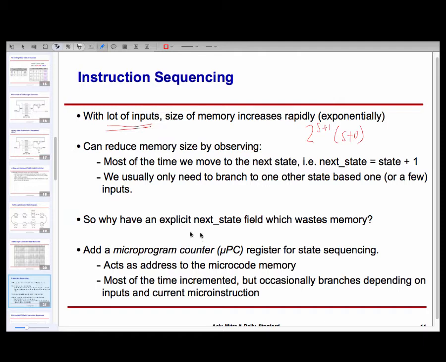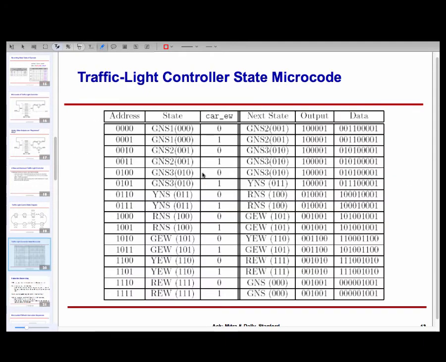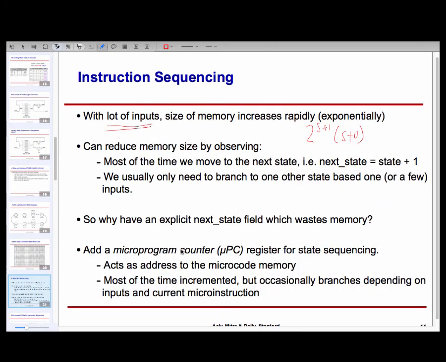So the idea is that instead of, see how here my next state was 3 bits throughout, maybe I can get away with fewer bits. Even though I still need 8 states, I don't need to store the entire next state address out here. Maybe I can store fewer bits. We'll see how it can be done shortly.